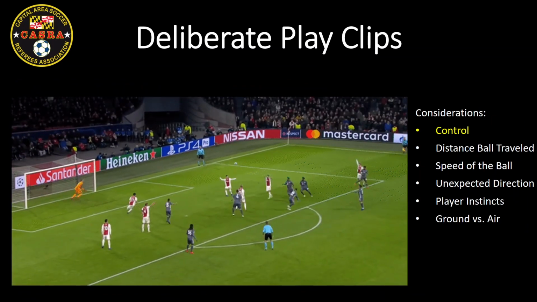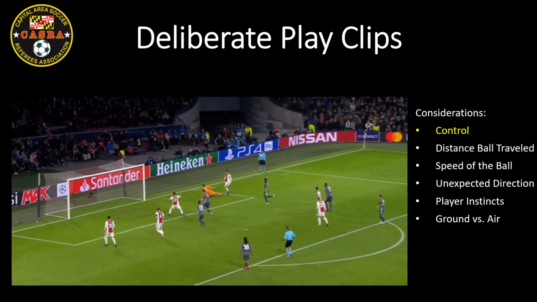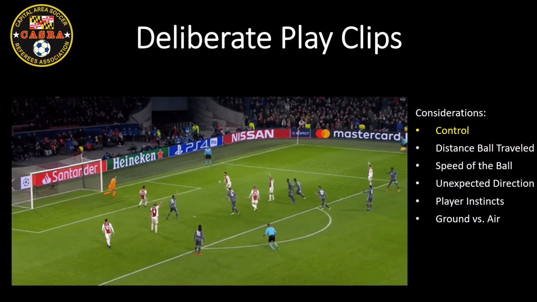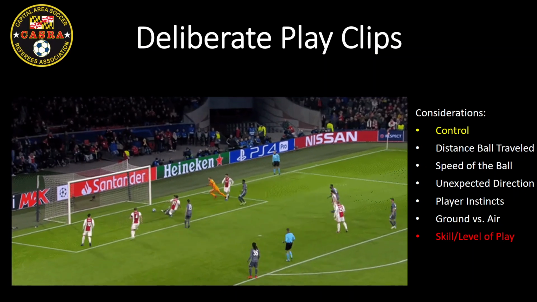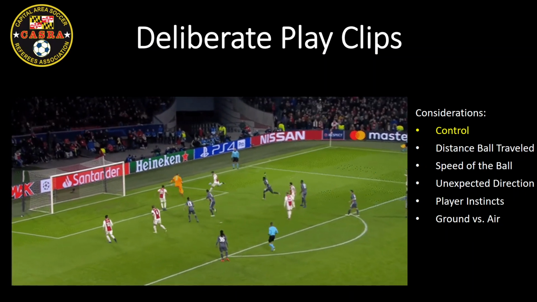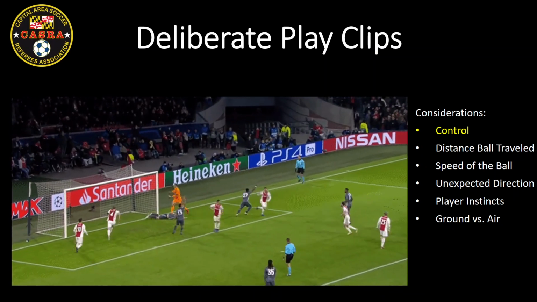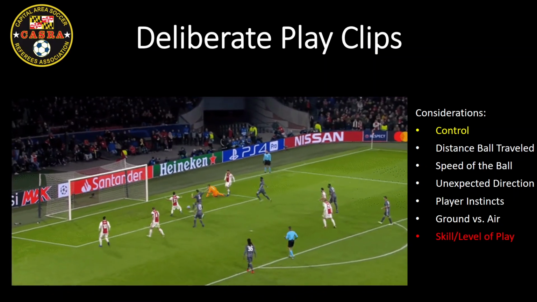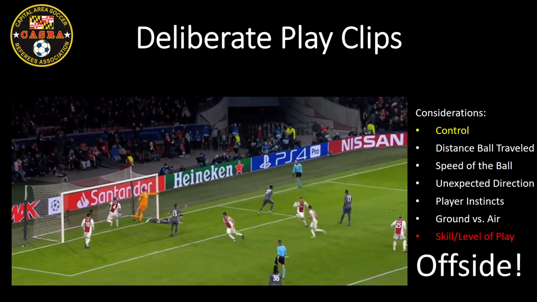All right, first deliberate play clip. White is shooting the ball. Ball travels short distance. The speed of the ball is fast because it's a shot. It's not an unexpected direction. It's a player's instinct to turn his back to try and block the shot. The ball is in the air, so it's harder to control. This is not a deliberate play on the ball. This is offside, no goal.